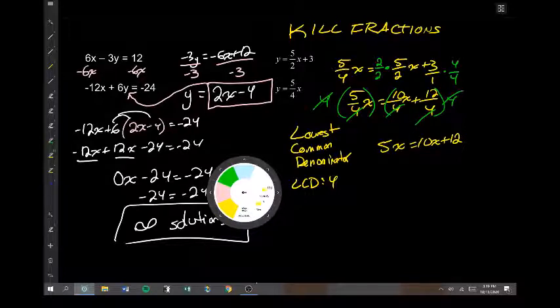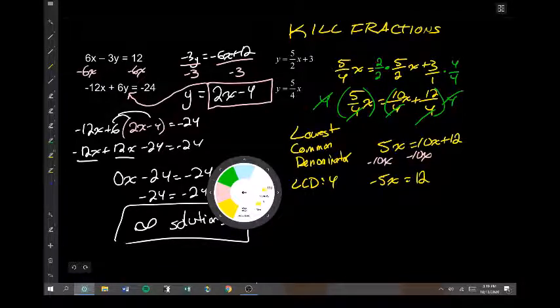Okay, I killed my fractions before I started my solving. Now the fractions are gone. I'm not going to worry about lowest common denominators. I'm not going to worry about flipping and multiplying. I just start solving. I'm going to subtract 10x from both sides to get away from that 12. And that gives me negative 5x equals 12.